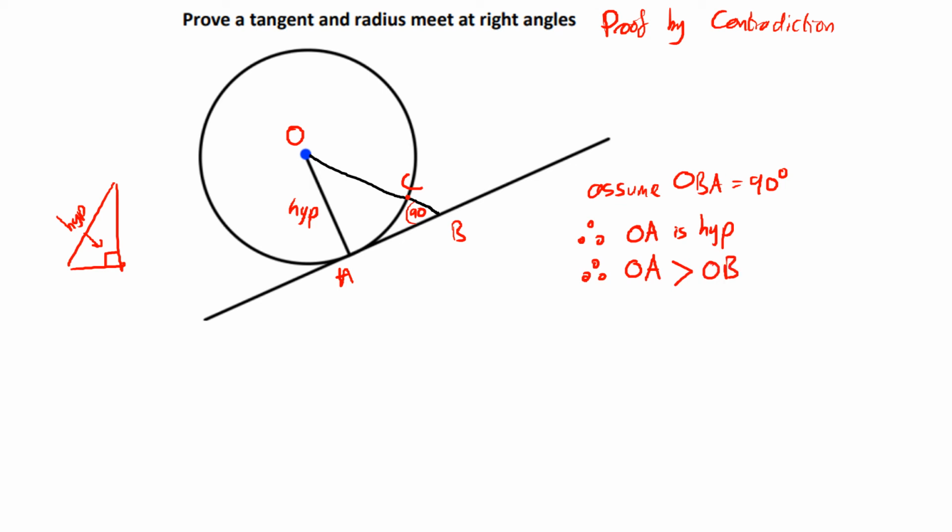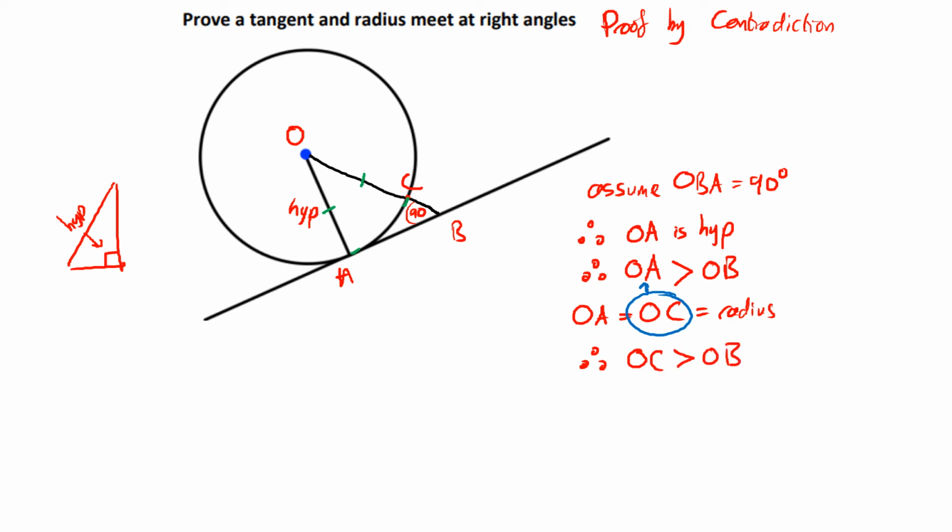Well, the problem with this is that this is a circle and we've got radiuses, and we know that OA and OC are both radiuses. So we can say OA and OC are radiuses and therefore they're equal to each other. And if OA is the same as OC, then this could replace that in that inequality and it would still have to be true. So therefore, OC is bigger than OB.